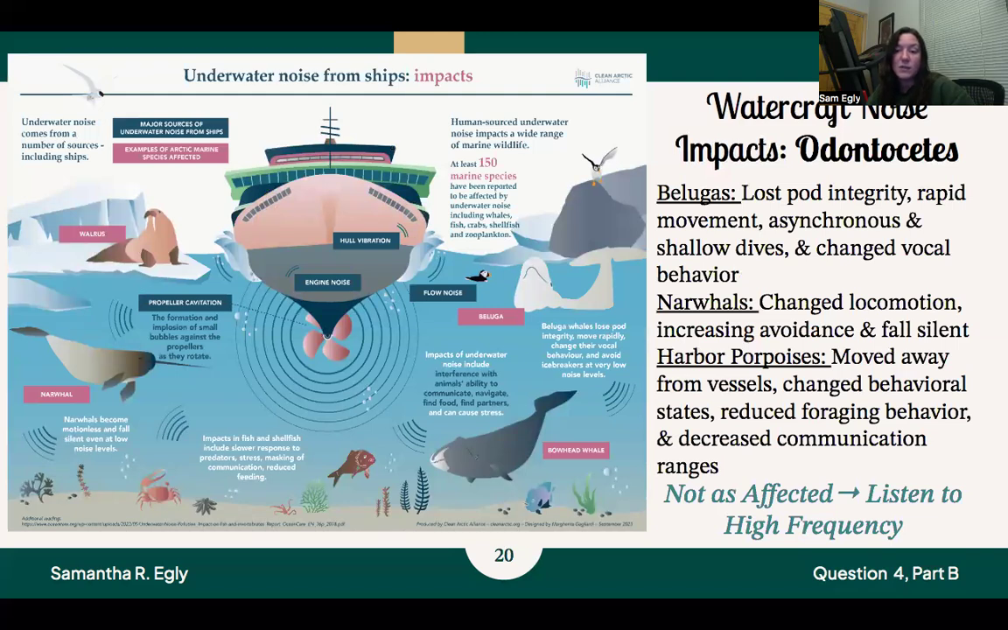Beluga whales' responses to boats and ships have been studied more extensively, and have shown increasing avoidance, so increased dive duration and swim speed, and harbor porpoises moved away from vessels, changed behavior states, reduced foraging behavior, and experienced decreased communication ranges. So porpoises may actually be more vulnerable to this type of disturbance due to their small size and low fat reserves. Anything that disrupts their foraging opportunities, i.e., a decrease in calorie intake, may have negative fitness results.